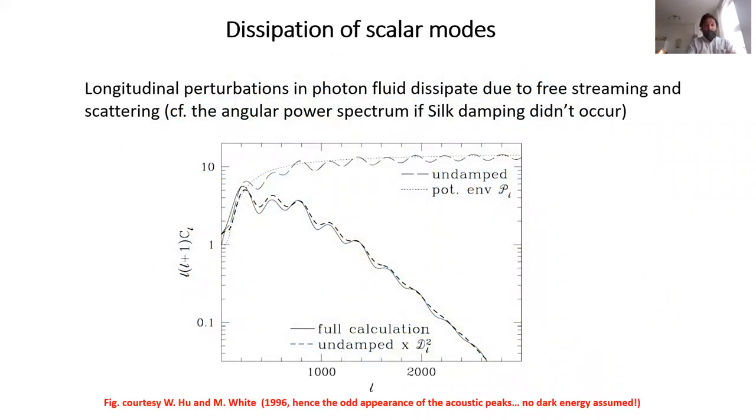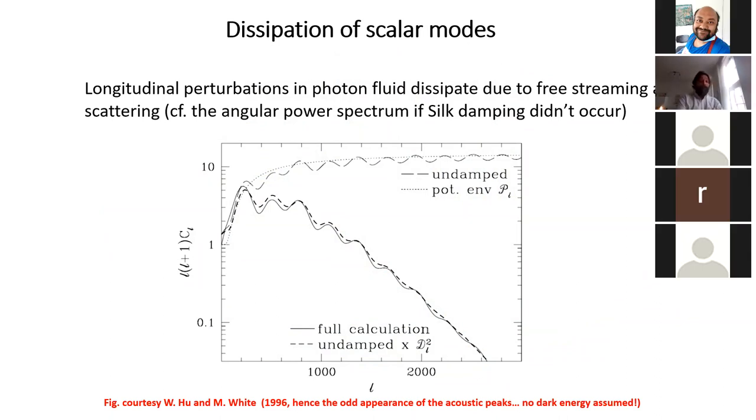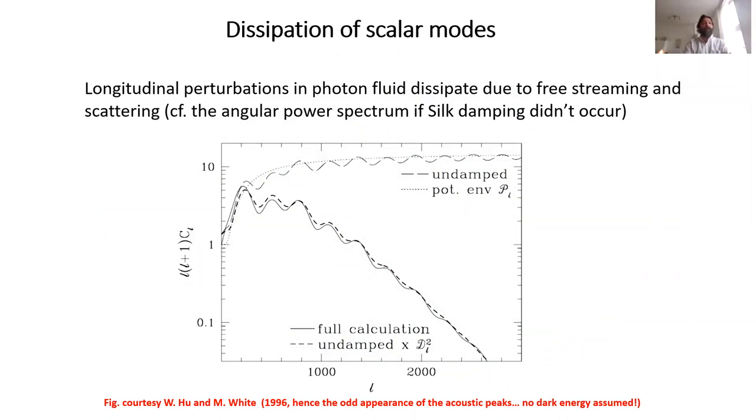There's two things at play here. So why is this happening? One of them is that foregrounds are indeed starting to become brighter and brighter, but it's also because the CMB itself is starting to get dissipated because of the free streaming and scattering effects.